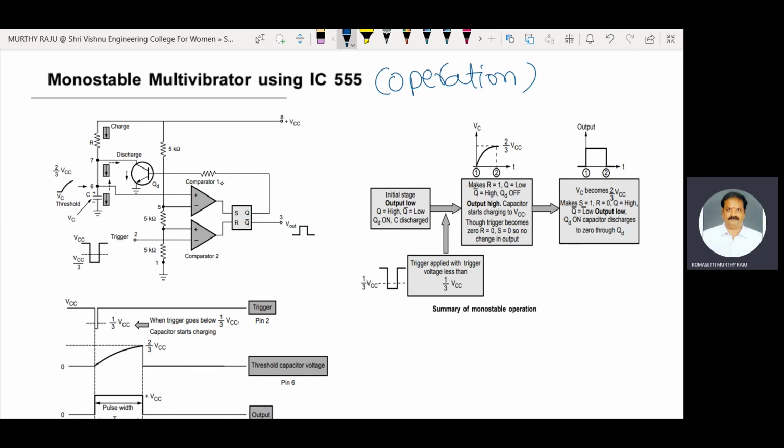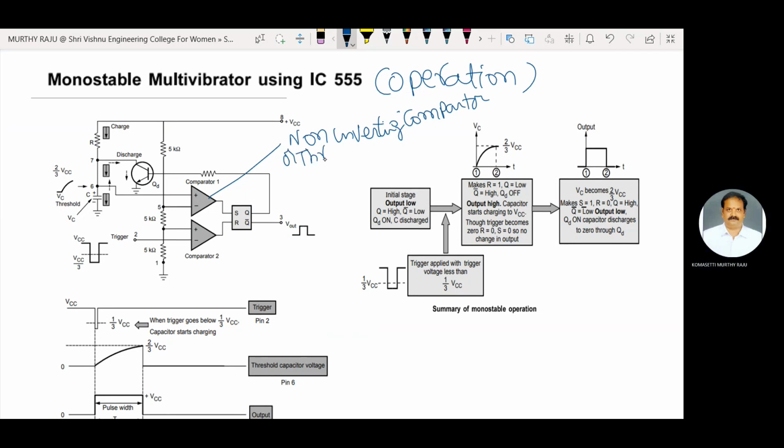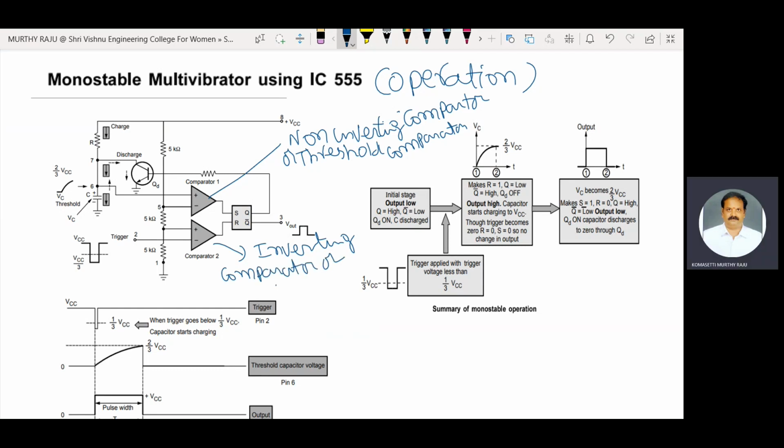Here we use two comparators, comparator 1 and comparator 2. Comparator 1 is called a non-inverting comparator, or threshold comparator. Comparator 2 is called an inverting comparator, or trigger comparator.